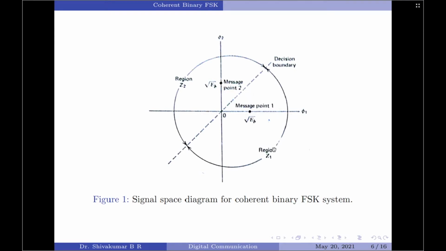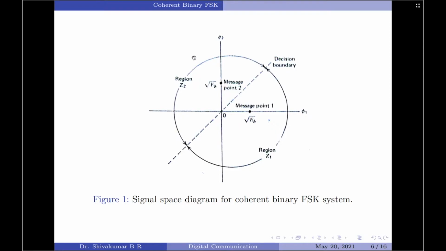The first region, which is represented by Z1 here, is the set of all points that are nearest to the first message point at plus root EB on the x-axis, and the second region is the set of all points that are nearest to the second message point at plus root EB on the y-axis. As I already said, these regions are marked Z1 and Z2 respectively.